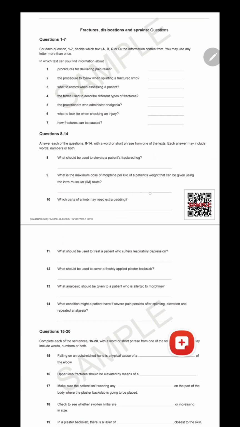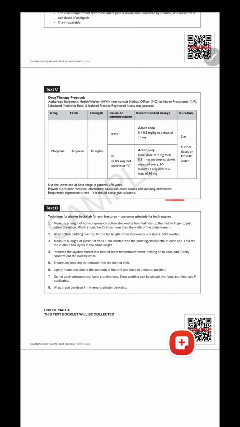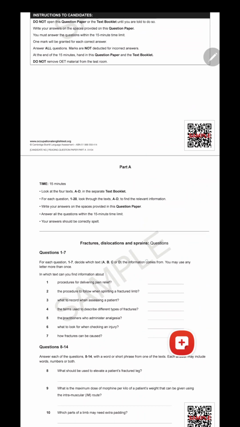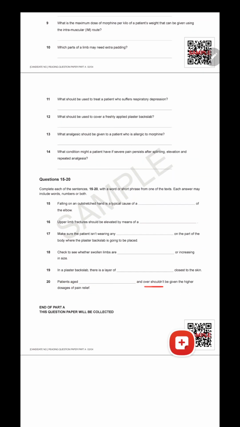Okay, and next one, in a plaster back slab there is a layer of dash closer to the skin. Now this is a tricky question. Closest to the skin, we need to find in a plaster back slab there is a layer closer to the skin. So from here, you can write it down, non-compression stockinette, right? And lastly, it's the patient age dash. Okay, patient age 70, basically higher dose of pain relief.